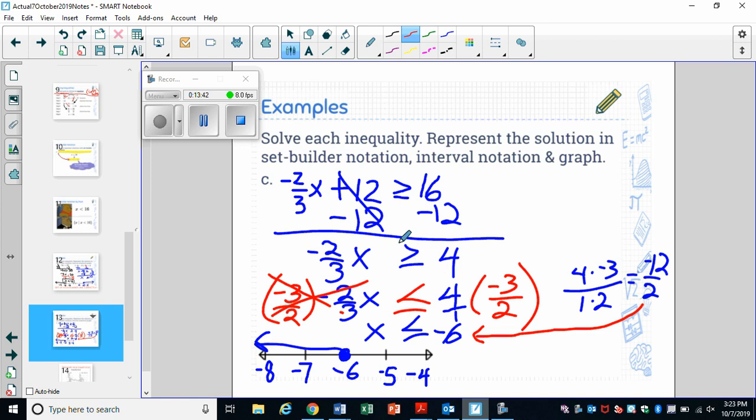And again, switch the inequality. It was originally a greater than or equal. Now it's a less than or equal. And that will help you set up your graph. Again, -6 is in the middle. Negatives, -7, -8, and so on are to the left. -5, -4, and so on would be to the right. And your arrow goes to the left.